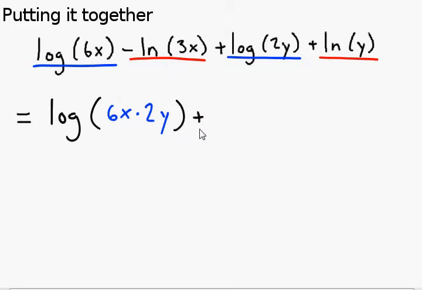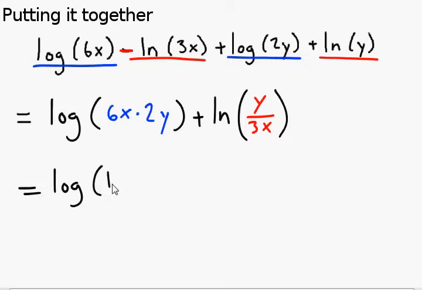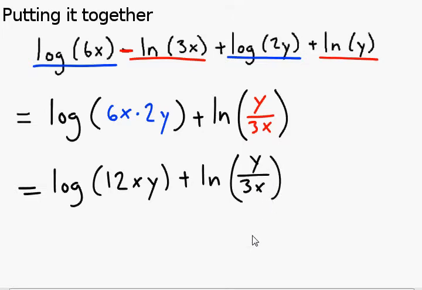To that, we're going to add the natural log of, let's see here, this will be y, and this is negative, so that 3x is going to go in the denominator. We'll put some nice big parentheses around it so that we know that entire fraction is the argument of this logarithm. We can combine these. This is the log of 12xy plus the natural log of, and we can't really combine this, y divided by 3x. Alright.